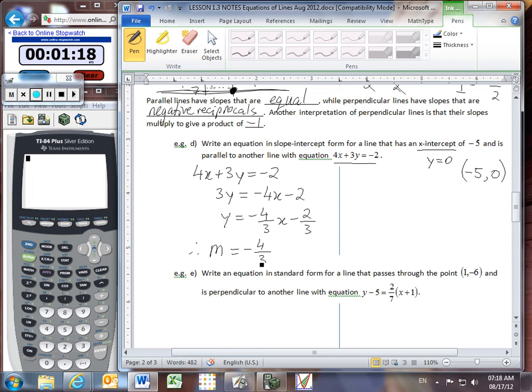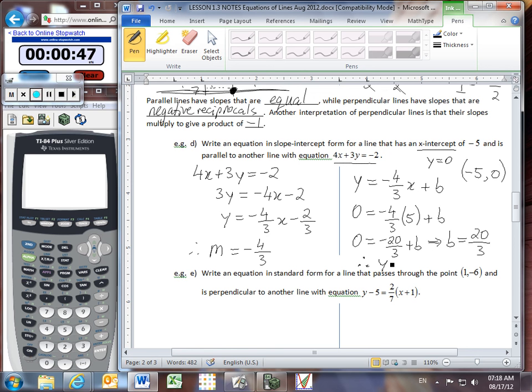I'm supposed to write slope-intercept form, so let's write that out, and I know now that my slope is -4/3. What I don't yet know is my b value, but I can substitute in my known point of -5, 0 for the x and the y in the equation to enable me to solve for b. So 0 is equal to -20/3 plus b, and that means that b is equal to +20/3. And so our final slope-intercept form would be y is equal to -4/3x plus 20/3.